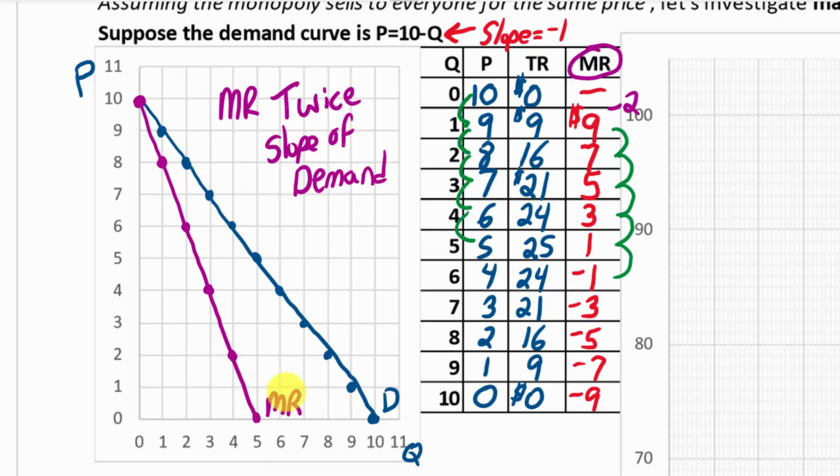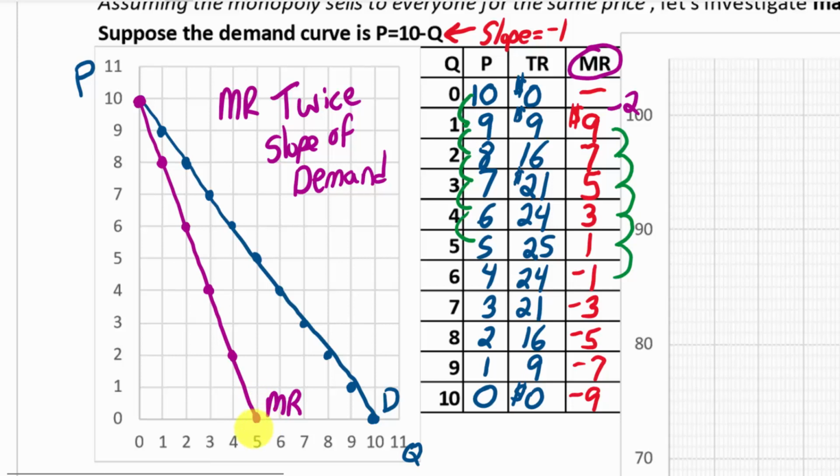Here's the easy way to draw a line that has twice the slope of another line. You see how the demand line intersects the x-axis here at 10? Just draw a line starting at the same place, up here, the y-intercept, and to make it go twice as steep, make it intersect the x-axis, the quantity axis down here, twice as fast. So it intersects the x-axis at 5 instead of 10. Okay? We're taking the demand line, and where it hits the x-axis, and we're cutting that in half. And that's where our marginal revenue line is going to hit.